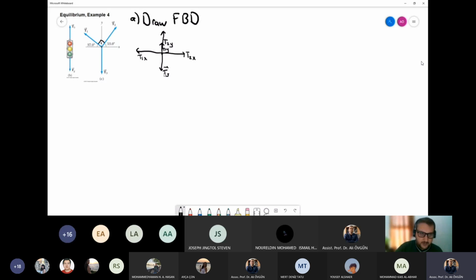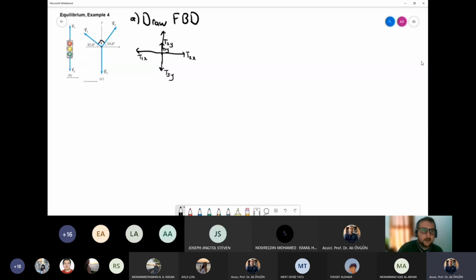y direction. This is a vector, but this vector has only y components. So you can write this as T3y, because it has only a y component. T3y. Okay.